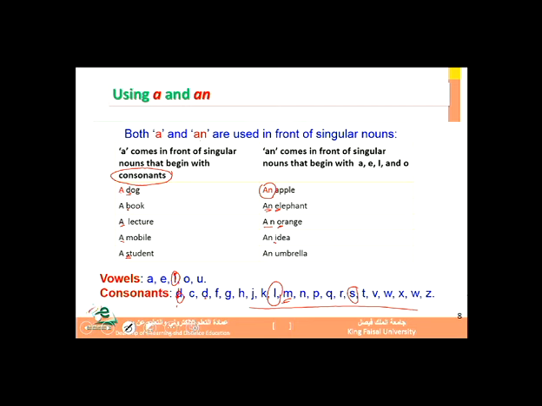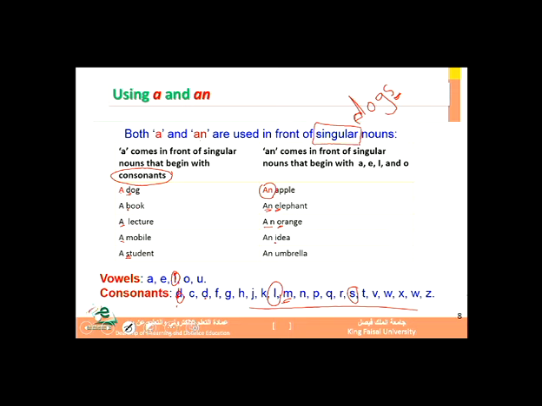So simply speaking, we use a or an depending on the following sound, as far as the word we are dealing with is a singular word. In other words, if I have a word like dogs, I can neither say a dogs nor an dogs. This is not possible because the word is in the plural. We use a and an only when the word we are dealing with is a singular noun.